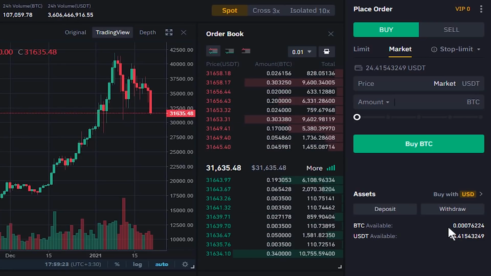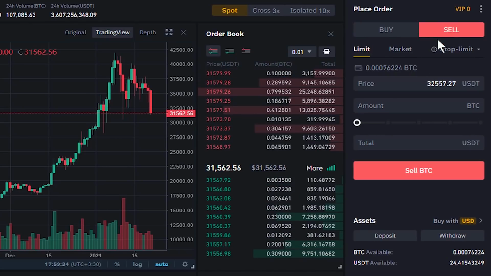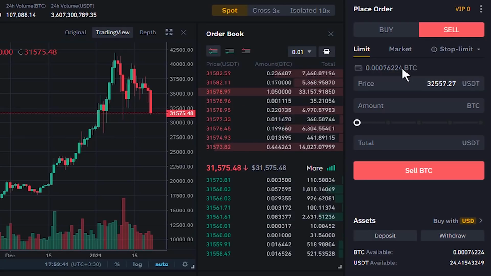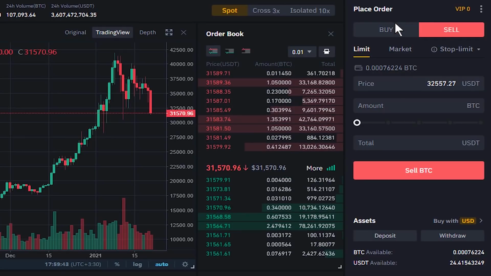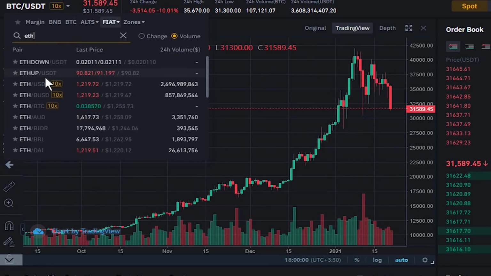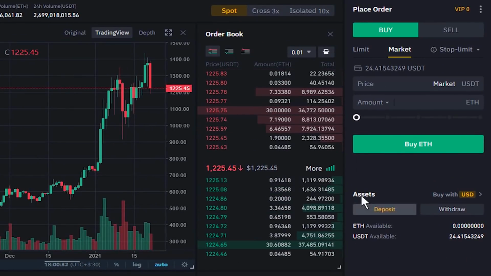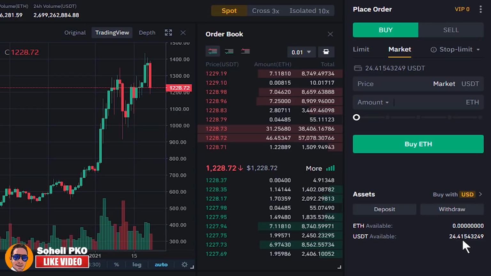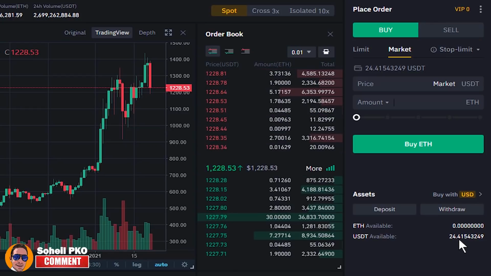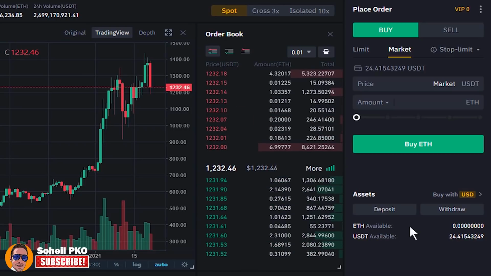Because now we have BTC, we can sell it. If we go to the sell tab, you can see that we have Bitcoin available to sell. For another example, let's buy Ethereum. Here we search Ethereum, ETH, and here it is. We chose ETH to USDT because we have USDT and we want to buy Ethereum with Tether. Here at the bottom in the assets, as you can see, we have 24.4 Tether available to buy Ethereum and no Ethereum available yet.